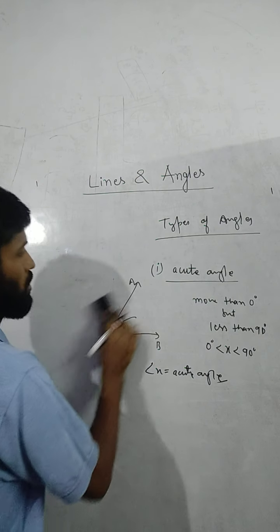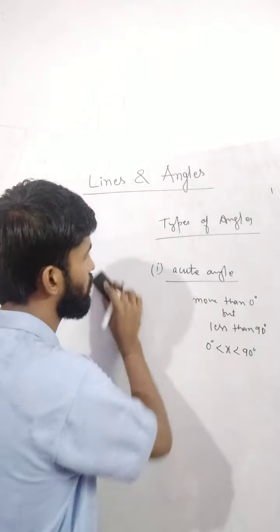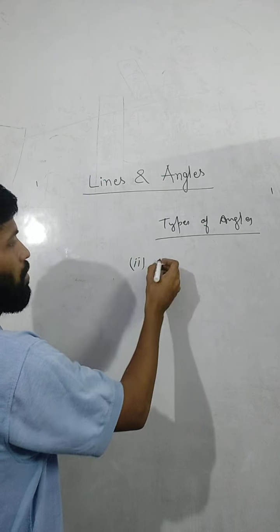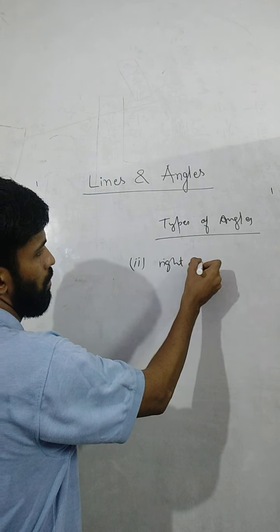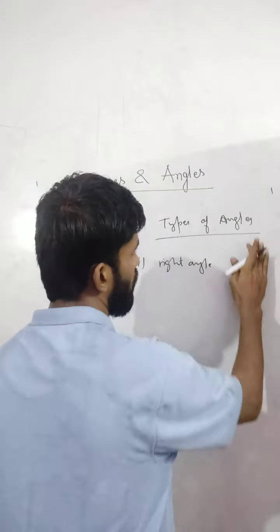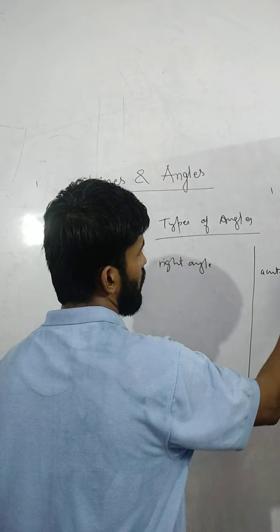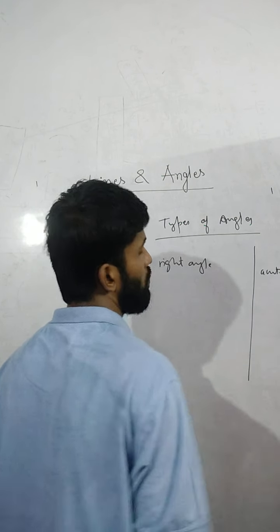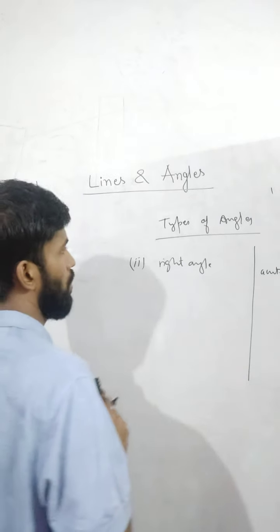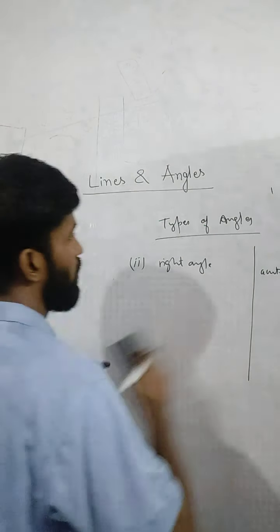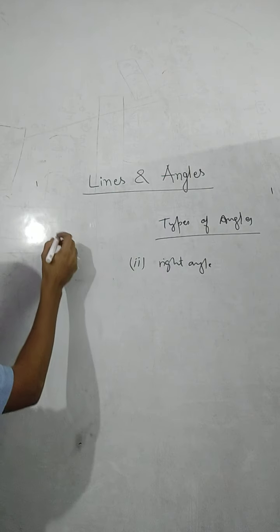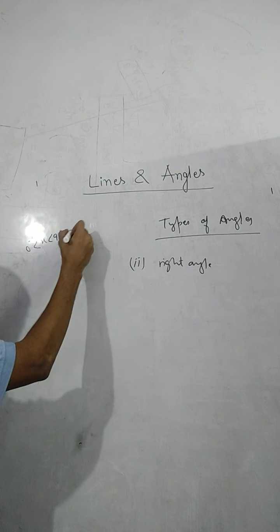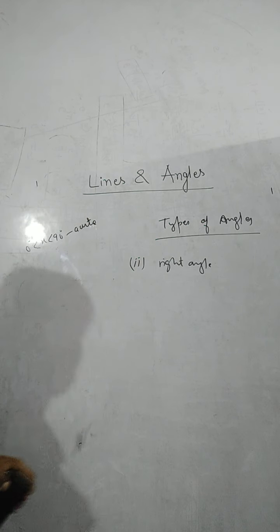I hope that is clear. Next, the other kind of angle is the right angle. Acute: greater than 0, less than 90 degree. Okay, that is not visible, let me write it here. Greater than 0 and less than 90. This was your acute. So, the next angle is the right angle.